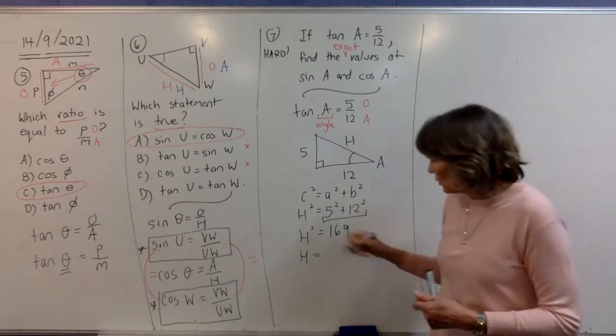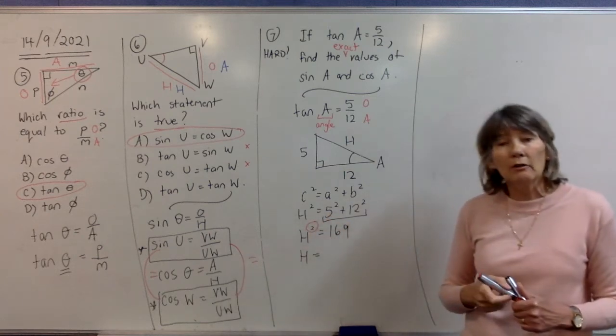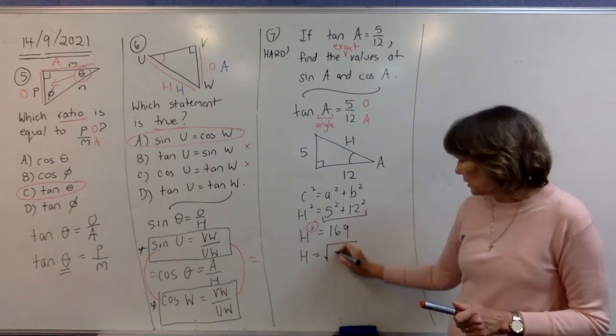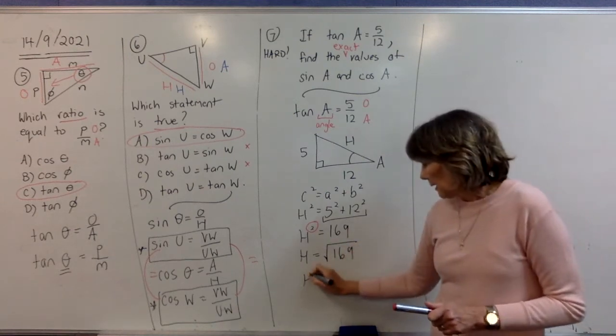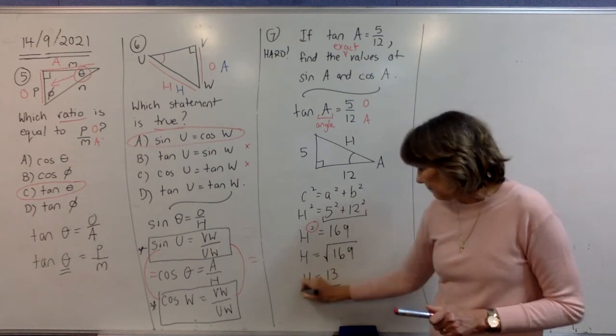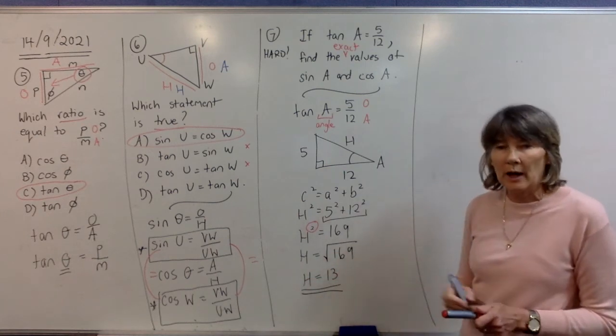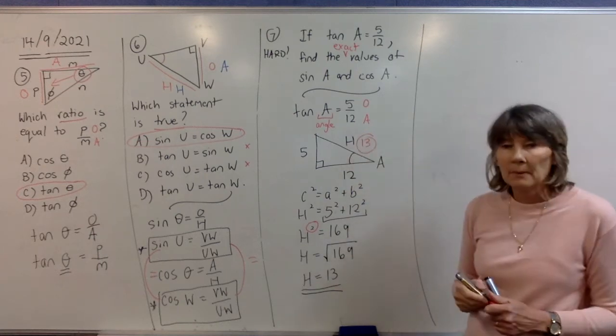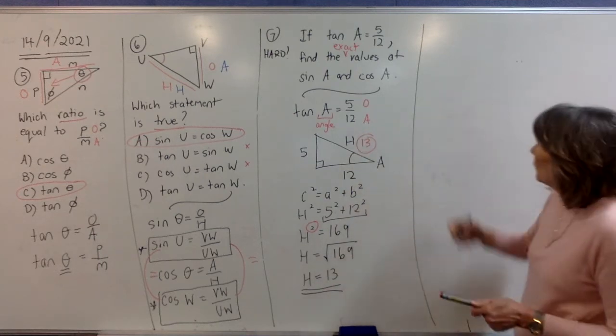And then we're going to get H by itself by getting rid of that square. So let's come over and do the opposite, which is square root. And you'll get an answer of 13. So we've found that side now, so we're going to come back up here and write that side in. Now we can easily answer what they want, right?